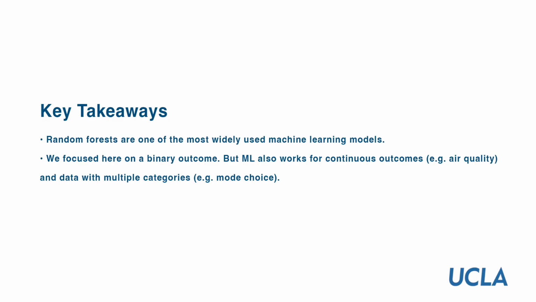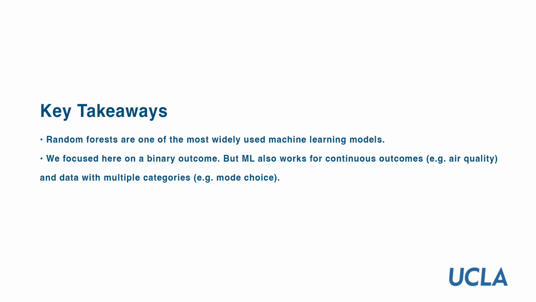So the takeaways I'd like to leave you with from this lecture are that random forests are one of the most widely used machine learning models, so now you know how to implement it. And we focused here on a binary outcome. Machine learning also works for continuous outcomes. So rather than 0 or 1, ADU or not ADU, we could predict the number of ADUs perhaps. Or we could predict air quality, which is a continuous value, from perhaps an index or the PM2.5 or NOx concentrations.